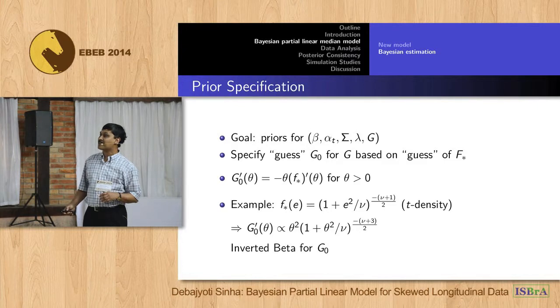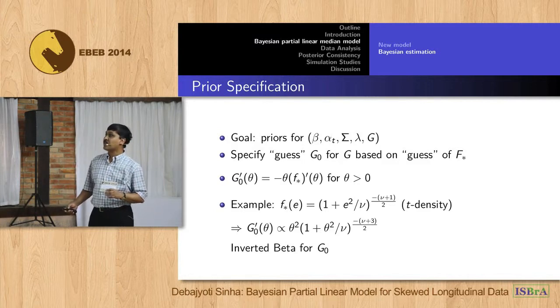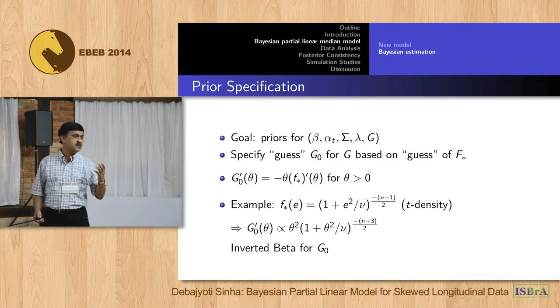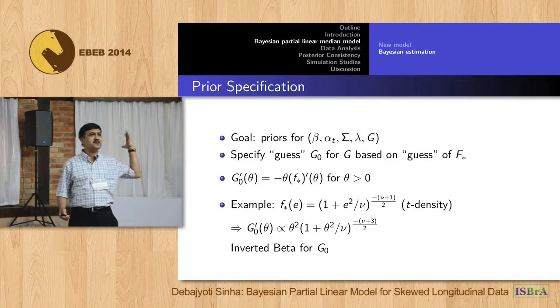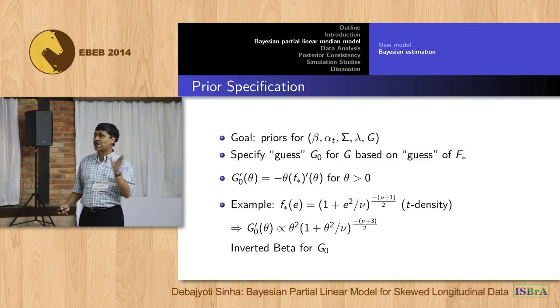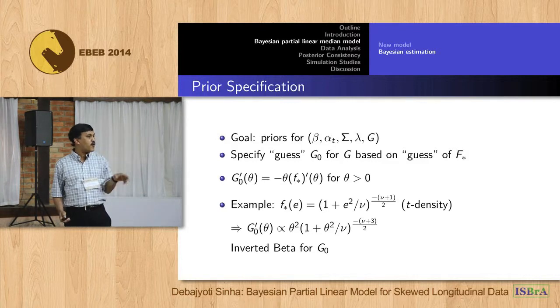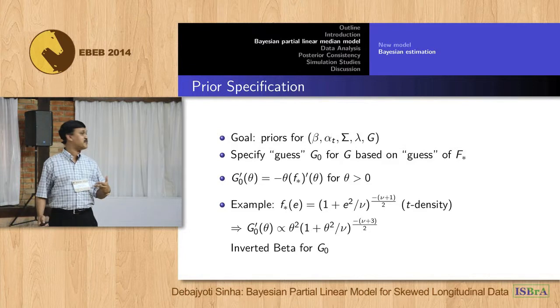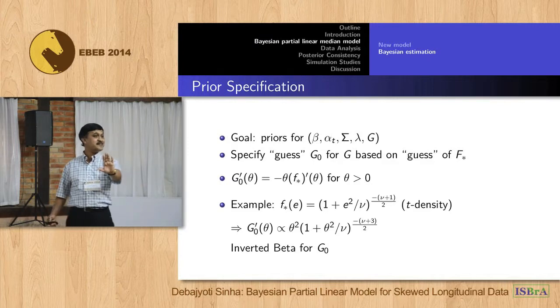So what you do is use this theorem, which connects G0 with your prior opinion about X star, which is the error distribution. So let's say, for example, the prior guess for lambda is 1. That means we guess that it's symmetric, and we don't know whether it's left skewed or right skewed. It's symmetric, that's a guess. Then you can look at your guess about the error distribution, and from there you can get back to G0. Say, for example, you assume it to be a T density, then you can show that G0 will be inverted beta. So for any parametric guess you have, you can get back to G0. Once you specify G0 and then you have a precision, you have the whole thing going. So your elicitation is done.